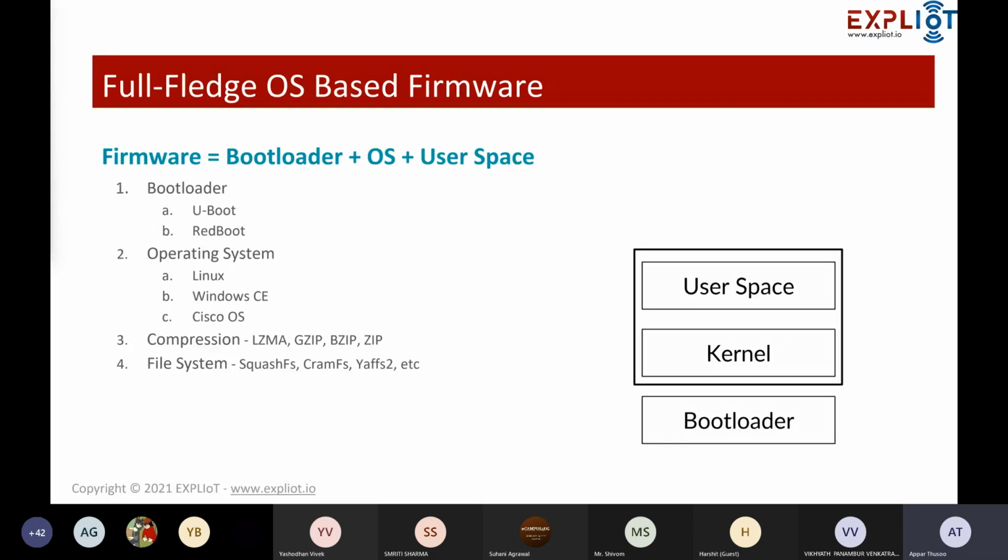Then your user space consists of various files and directories, and various compression techniques or arrangement of file system vary from device to device. Some examples of compression are LZMA, gzip, bzip, and zip itself. And for the file systems commonly used in IT devices, you have SquashFS, CramFS, JFFS2, YAFFS2, and so on. The list goes on. So these were some examples of how a full-fledged OS looks.